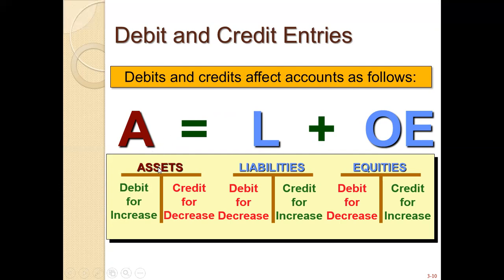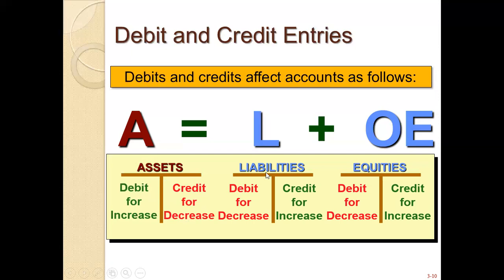Now I apply this rule. Assets are debit for increasing. Whenever an asset increases, we put it on the debit side. The asset is by default a debit, so the increasing trend of an asset is a debit. Similarly, credit for decreasing an asset. Whenever an asset is decreased, we write it on the credit side.